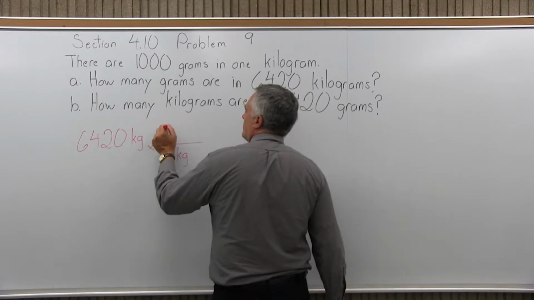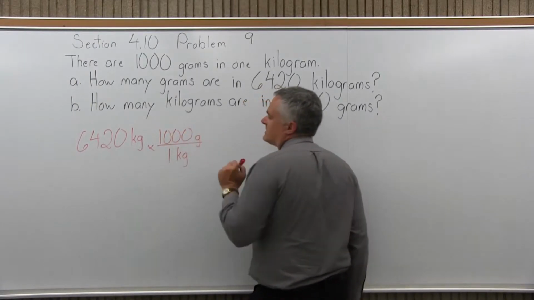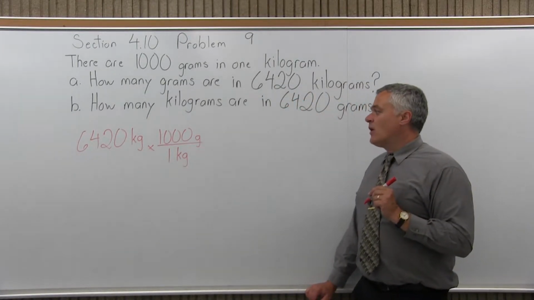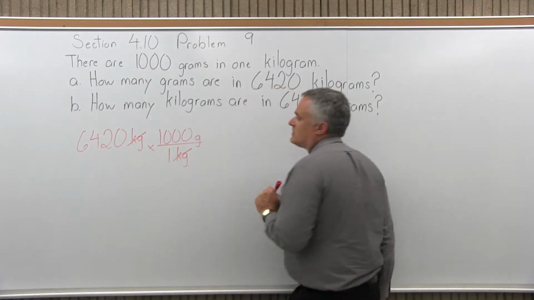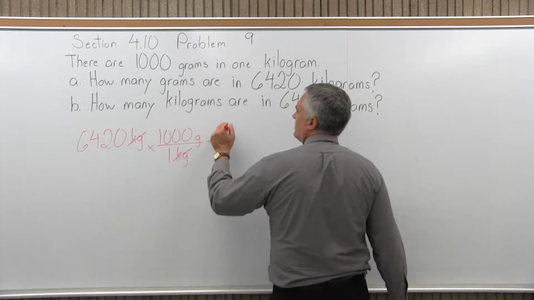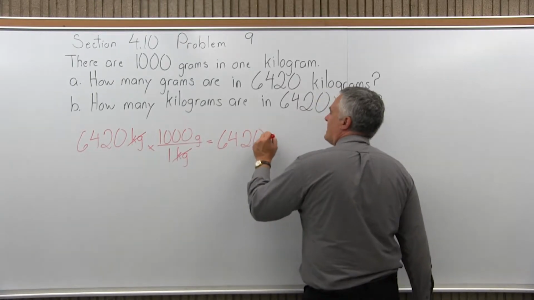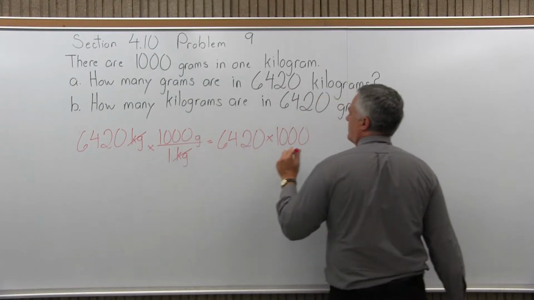And in the numerator, the equivalent amount of 1 kilogram is 1,000 grams. And I can just put G for gram. That's the standard abbreviation. So now when I multiply that, the kilograms in the numerator and the denominator will cancel. And the math that I have to do is 6,420 times 1,000. And my units of measure that are left are grams.